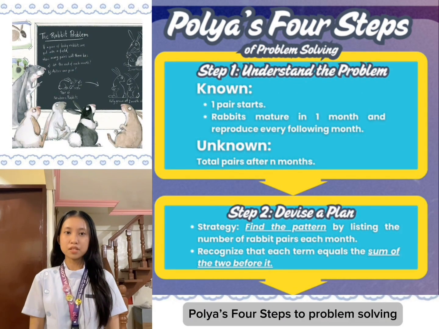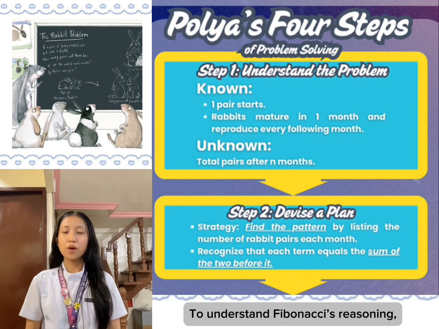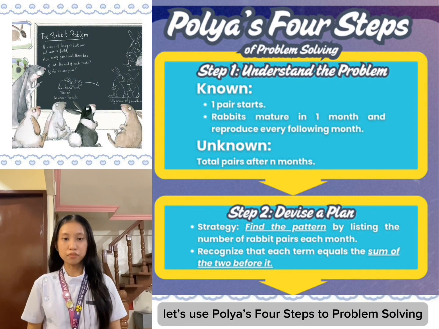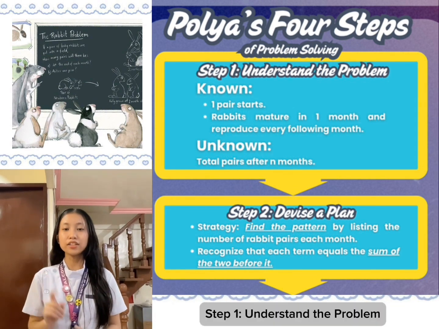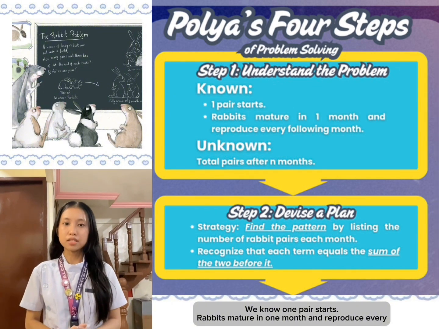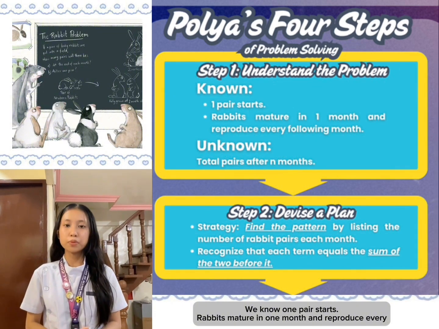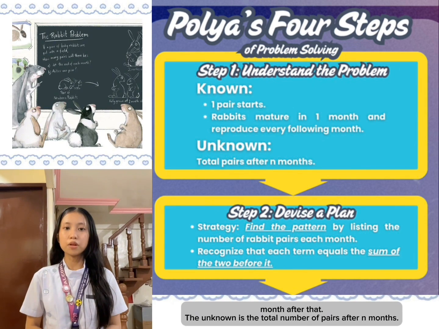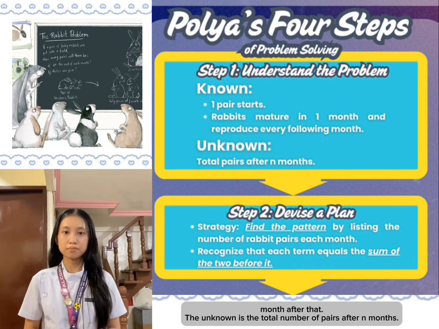Polya's 4 steps to problem solving. To understand Fibonacci's reasoning, let's use Polya's 4 steps to problem solving. Step 1. Understand the problem. We know one pair starts. Rabbits mature in 1 month and reproduce every month after that. The unknown is the total number of pairs after n months.